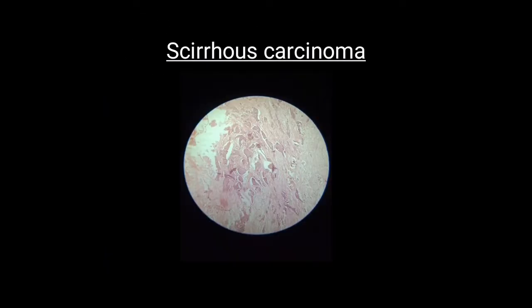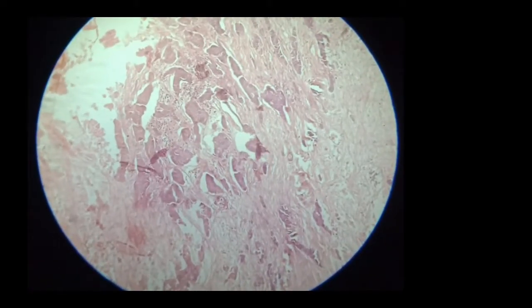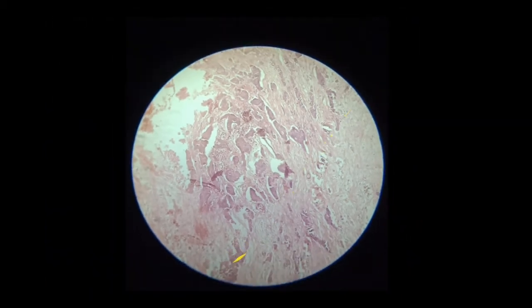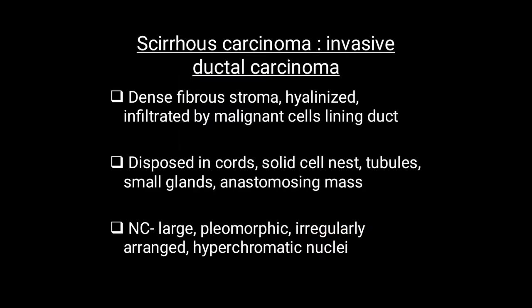The next is Scirrhous carcinoma, which is a type of invasive ductal carcinoma in breast tissue. That is the slide. The dense fibrous stroma is seen here, which is generally hyalinized and infiltrated by the malignant cells, especially the lining duct. And the malignant cells are also disposed in cords. Solid cell nests are formed, tubules and small glands. Infiltration occurs here, also in an anastomosing mass.